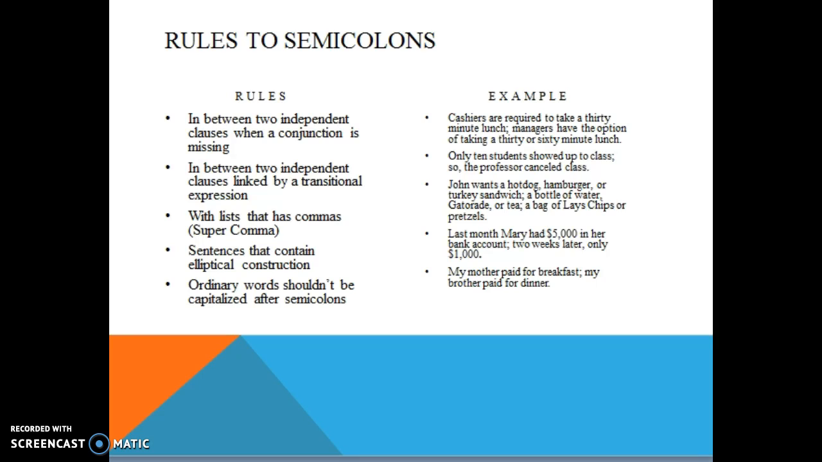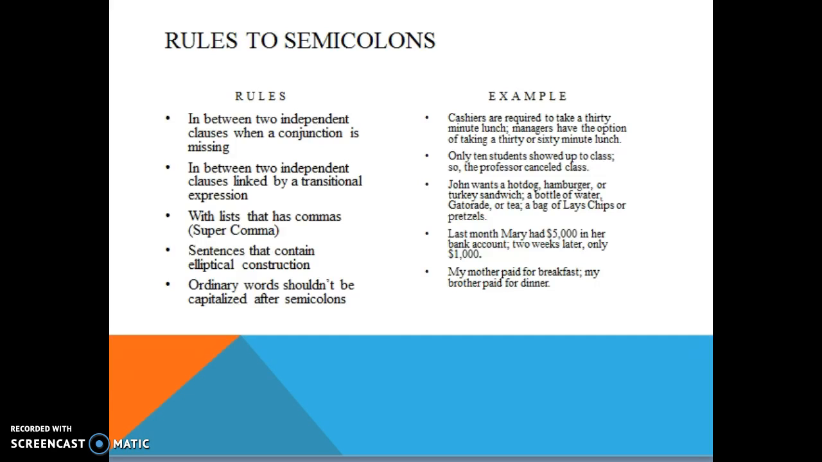Rule number 2: use a semicolon in between two independent clauses that are linked by a transitional expression. Examples of transitional expressions are phrases like in other words, however, and anyway, and in this example, the word so is the transitional expression. Rule 3: use semicolons with lists that have commas. Here's where semicolons get that super comma nickname from. In the example, you can see numerous lists that have commas within a sentence.